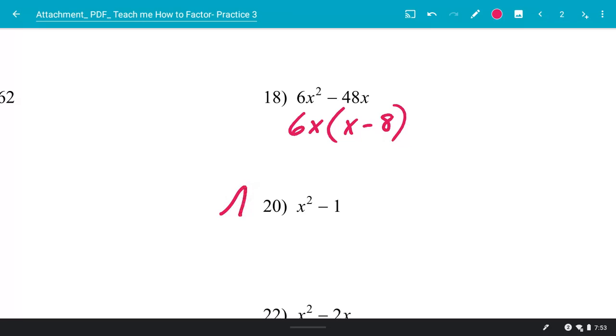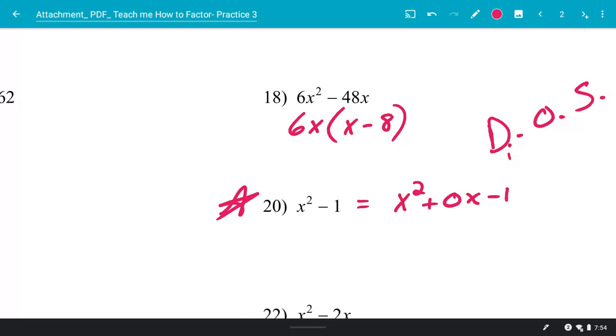This one is special. You may not have recognized it, but let me rewrite it like this. This is the same thing as x squared plus 0x minus 1. Now, if we go through the process, we can come up with it. But I want to show you why this is special. This is called the difference of squares. I've mentioned this numerous times. I said this is the one you want to remember because it becomes so easy to do. But I'm going to do it the long way first, and then I'll come back.